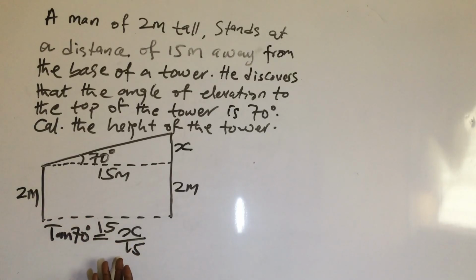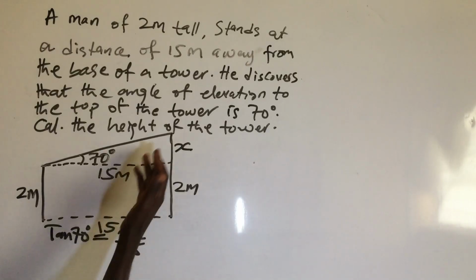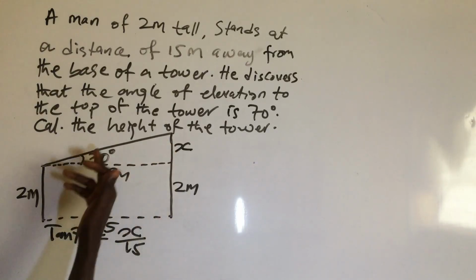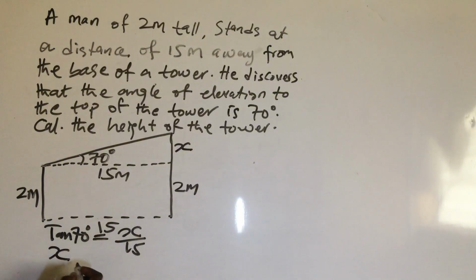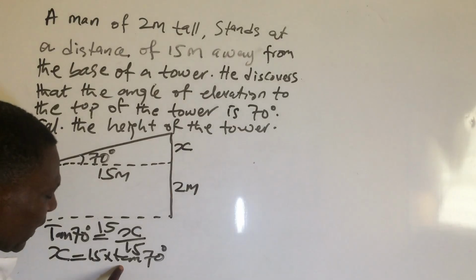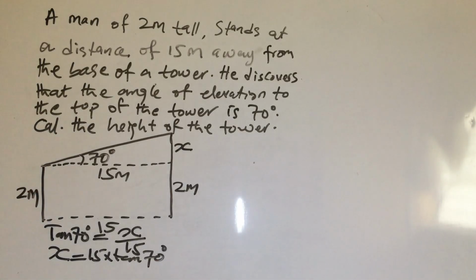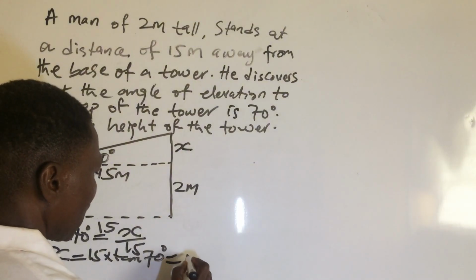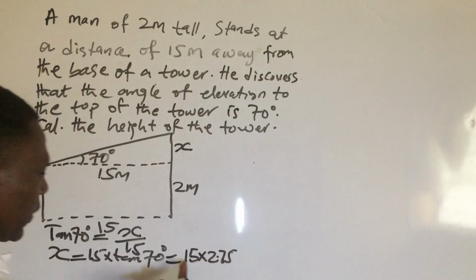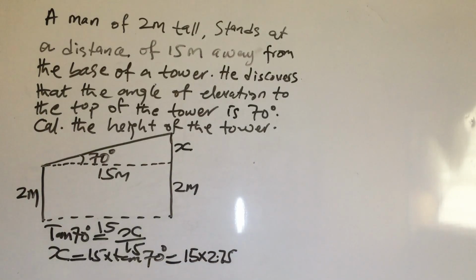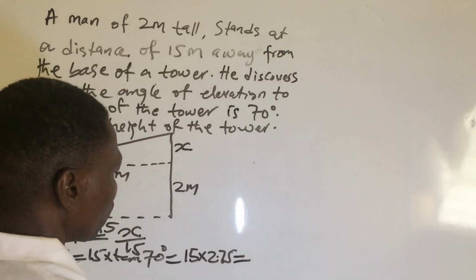So what we are trying to do now is to find the remaining height. After finding the remaining height, we will add it to get the height of the tower, okay? Now, making x subject of formula, what do we have? x will be 15 times tan 70 degrees, all right? Which now, when we find tan 70 degrees, what will it give us? It will give us 15 times 2.75. Tan 70 is 2.75.